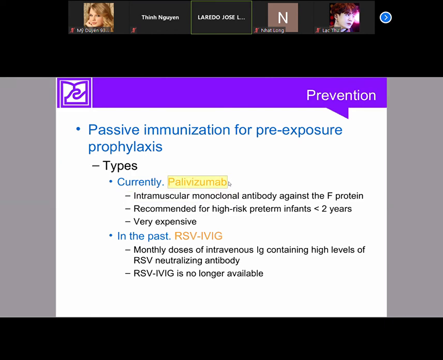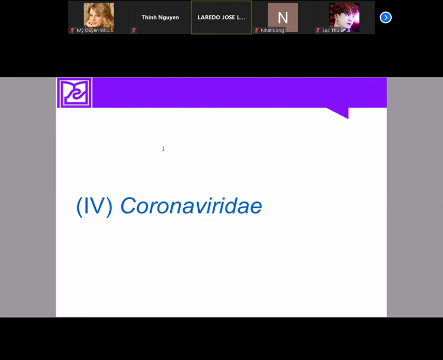But I don't want to explain this in detail because this is not microbiology. Okay, so you will study it in pediatrics. Just to tell you that pre-exposure prophylaxis is possible for some children, but it is made with antibodies, okay, not with the vaccine. And finally, to finish the class, we are going to study the family Coronaviridae, the coronaviruses that are so popular now.